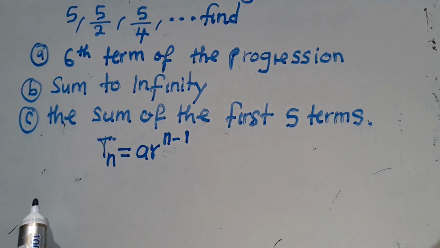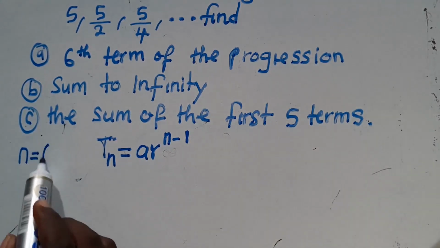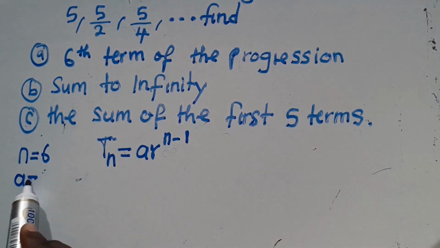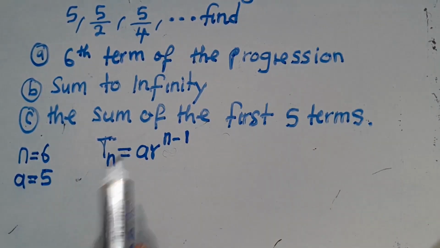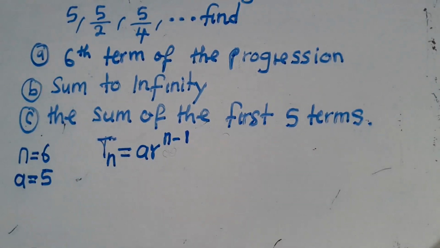So for me to answer this particular question, what is my n? 6th term, so it is 6. What is my first term? My first term is 5, according to the progression which is given. Then what is our common ratio? We are not given, so we need to find the common ratio.